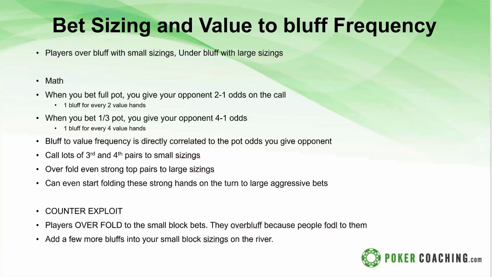Any questions on the bet size and the value frequency? And just realizing here, the key thing is kind of the math part, realizing the correlation between the pot odds you give your opponent and your value to bluff frequency on the river.